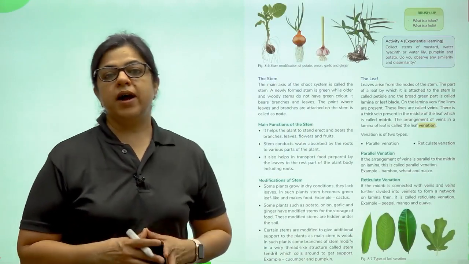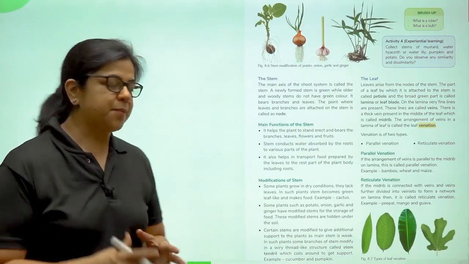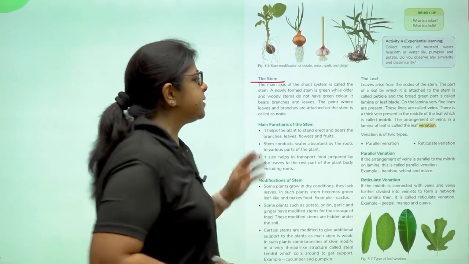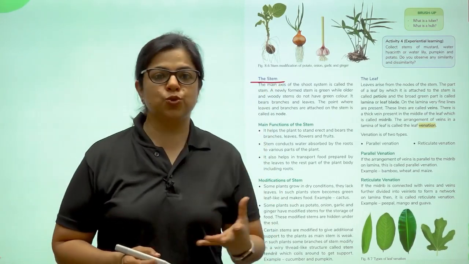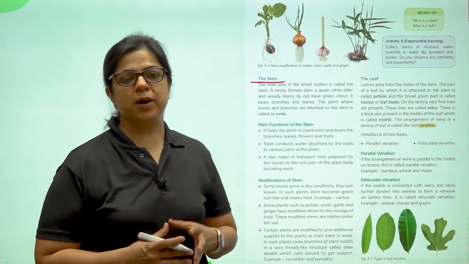Children, let us now understand about the shoot system. Let's begin with the stem. So what is the stem? The stem is the main axis of the shoot system. Let us again watch a video to understand more about the stem.